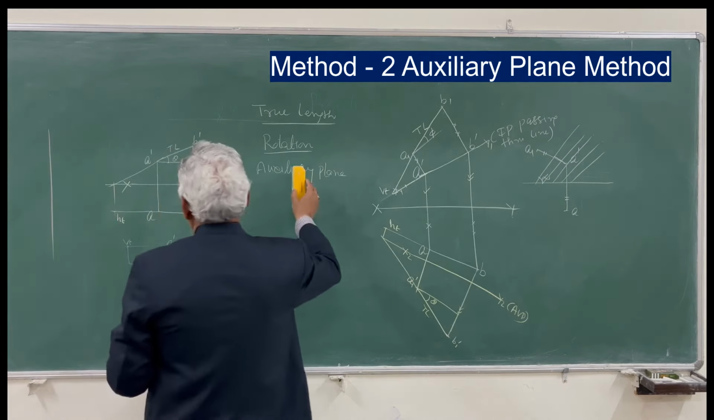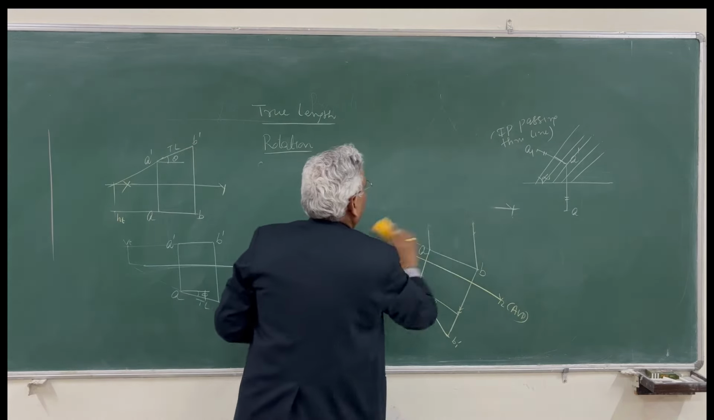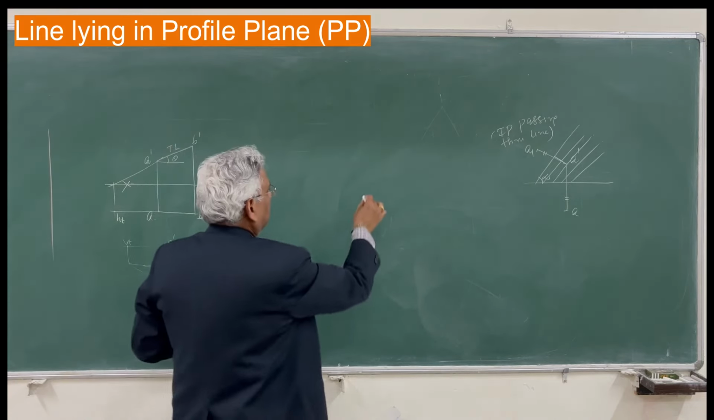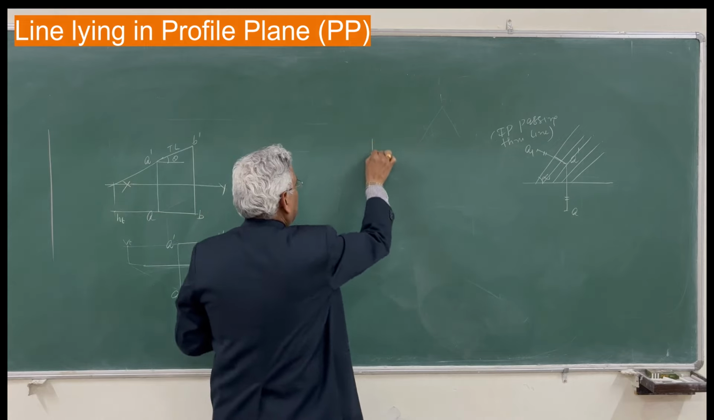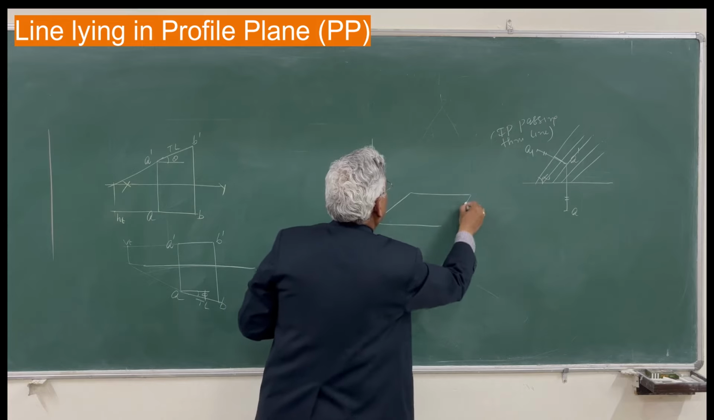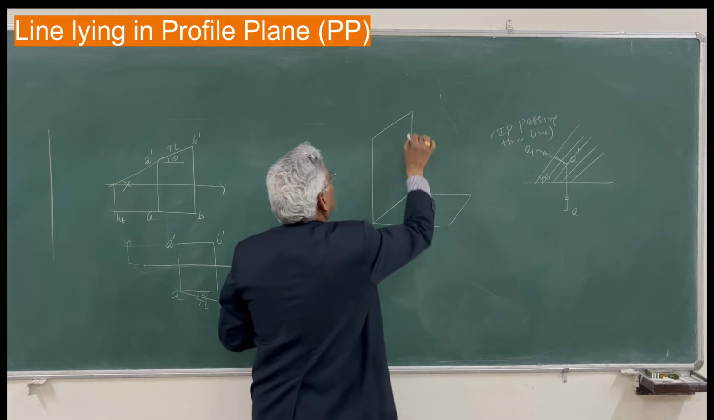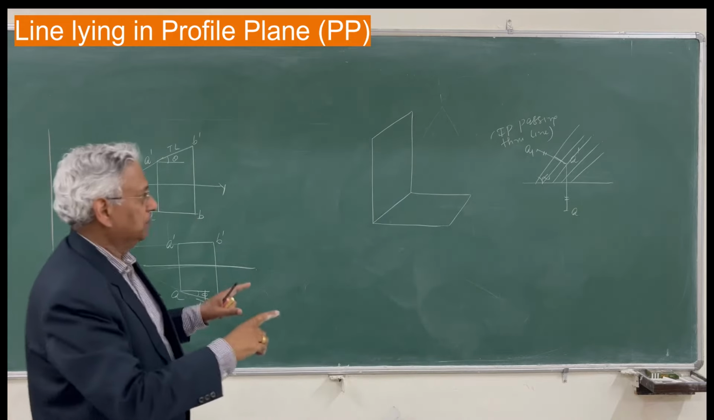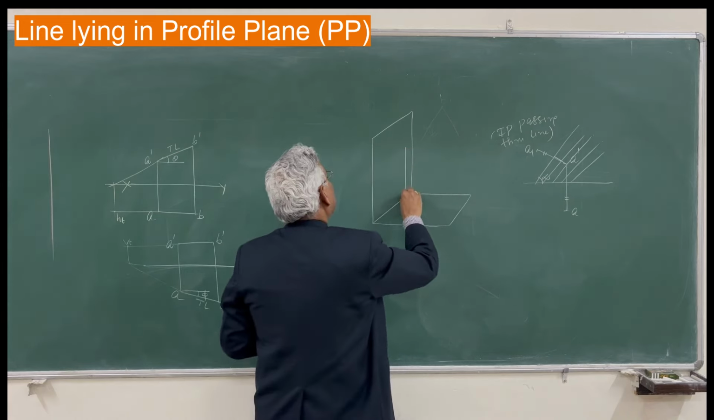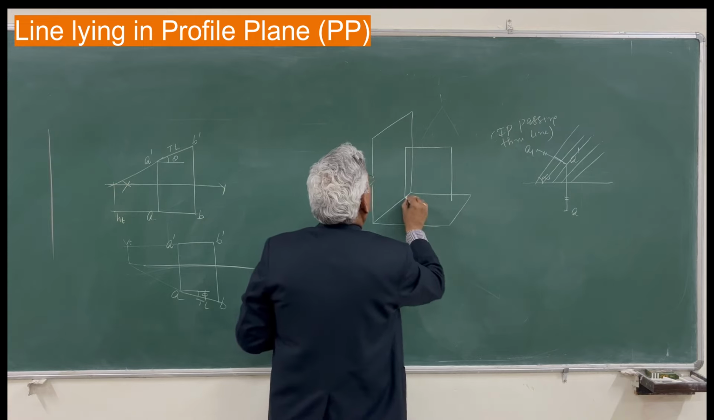One more case which I would like to tell you in this session is when the line lies in the profile plane. Profile plane, I told you in my last session, is a plane which is perpendicular to both the reference planes. You can watch lecture 2 on auxiliary planes to understand the concept of the profile plane, and this is the plane which is perpendicular to both the reference planes. This plane.